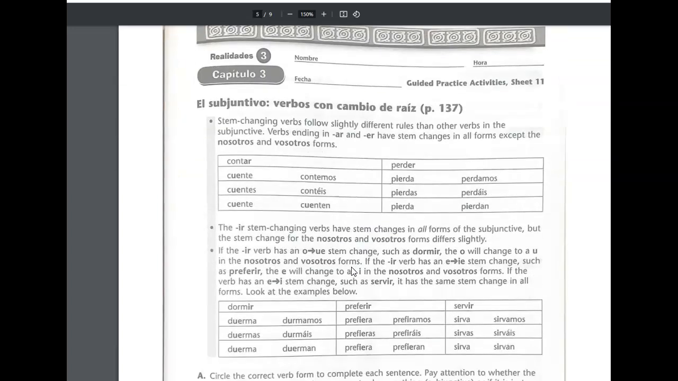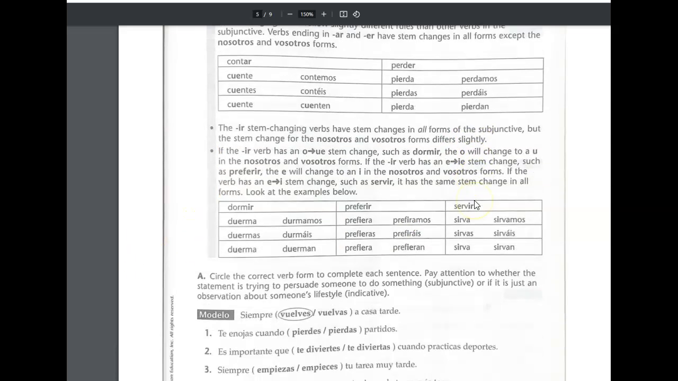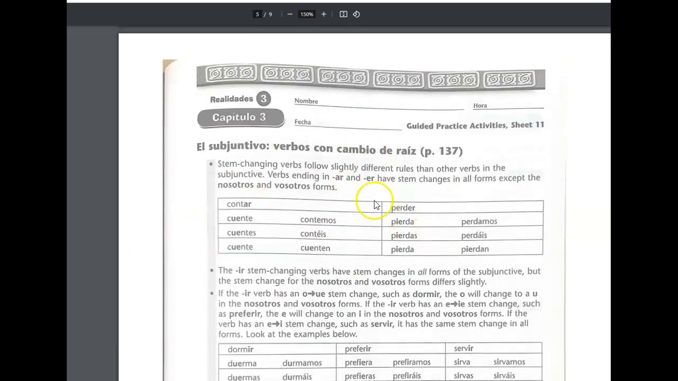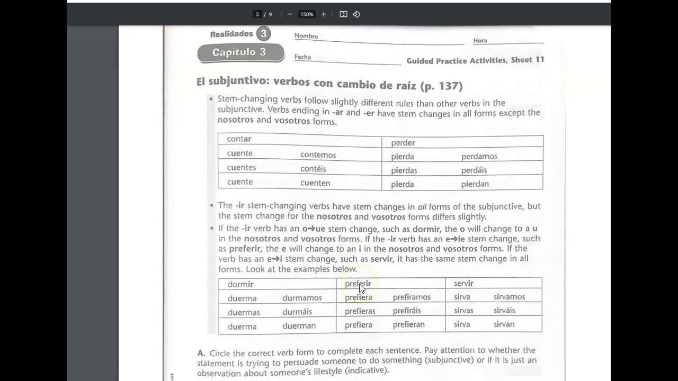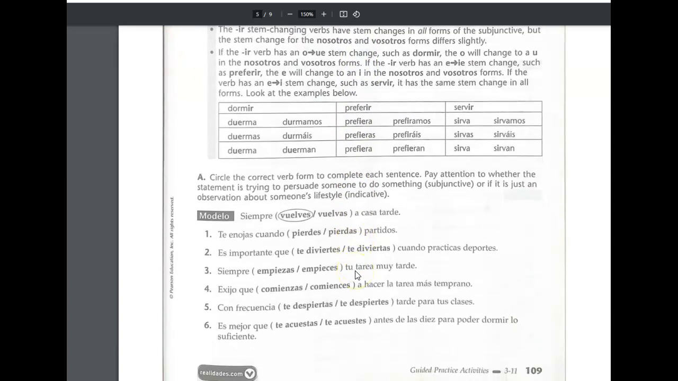Final stretch. Subjunctive with change in root. Cambio de raíz. So stem changing verbs here. Types of stem changing verbs. O changing to UE. E changing to IE. E changing to I. There are the types. There's the summary. This, again, is not new. You guys covered stem changing verbs in maybe a little bit of one, certainly level 2.